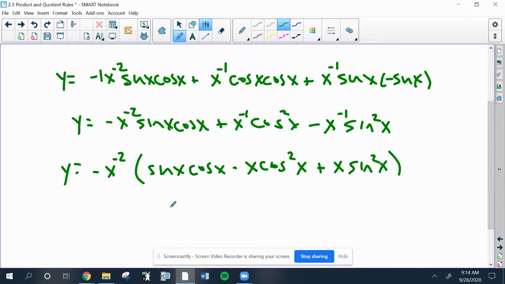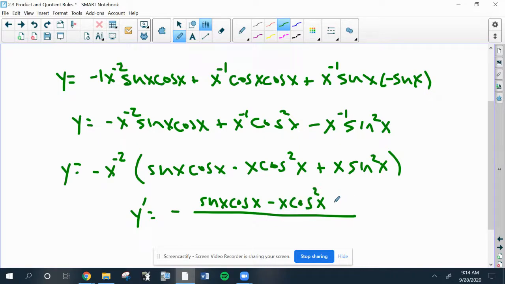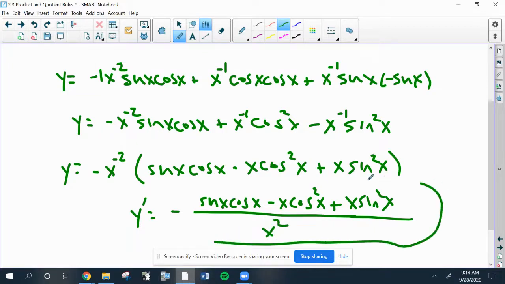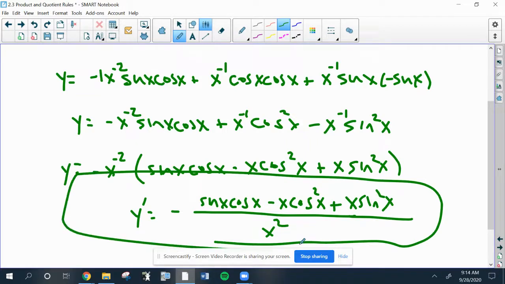So my final answer is negative sine x cosine x minus x cosine squared x plus x sine squared x over x squared. There you go. That's the extended product rule.